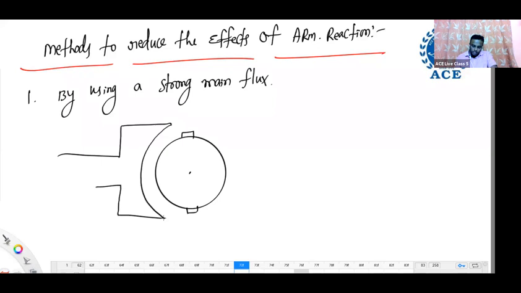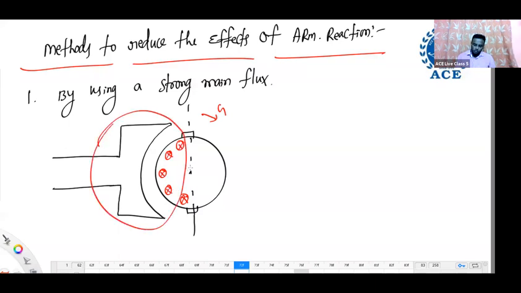Main flux depends on excitation of the machine. See, I have taken only one pole, armature winding here, and armature current is cross. What is the armature flux direction? Clockwise, by applying the right hand thumb rule. This is armature flux. If you create a strong main flux, whatever main flux is going here, if it is very strong, the effect of armature flux on the strong main flux is less.